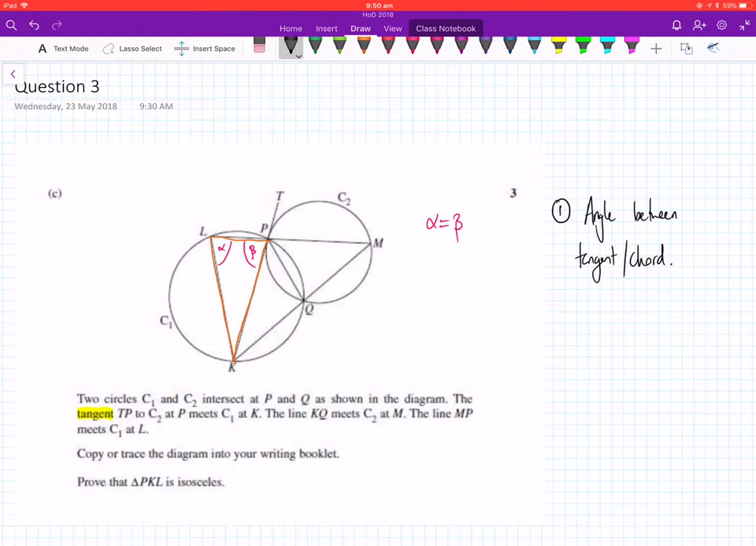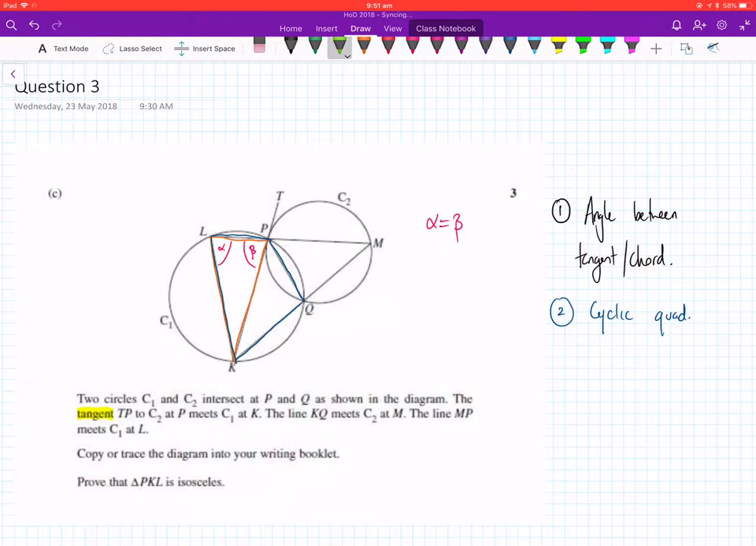The other ones are just a lot of chords, but one of the circles has a cyclic quadrilateral. L, K, Q, P is a cyclic quad. So I'm going to guess that we're going to be using that as well. So let's get started on this proof.